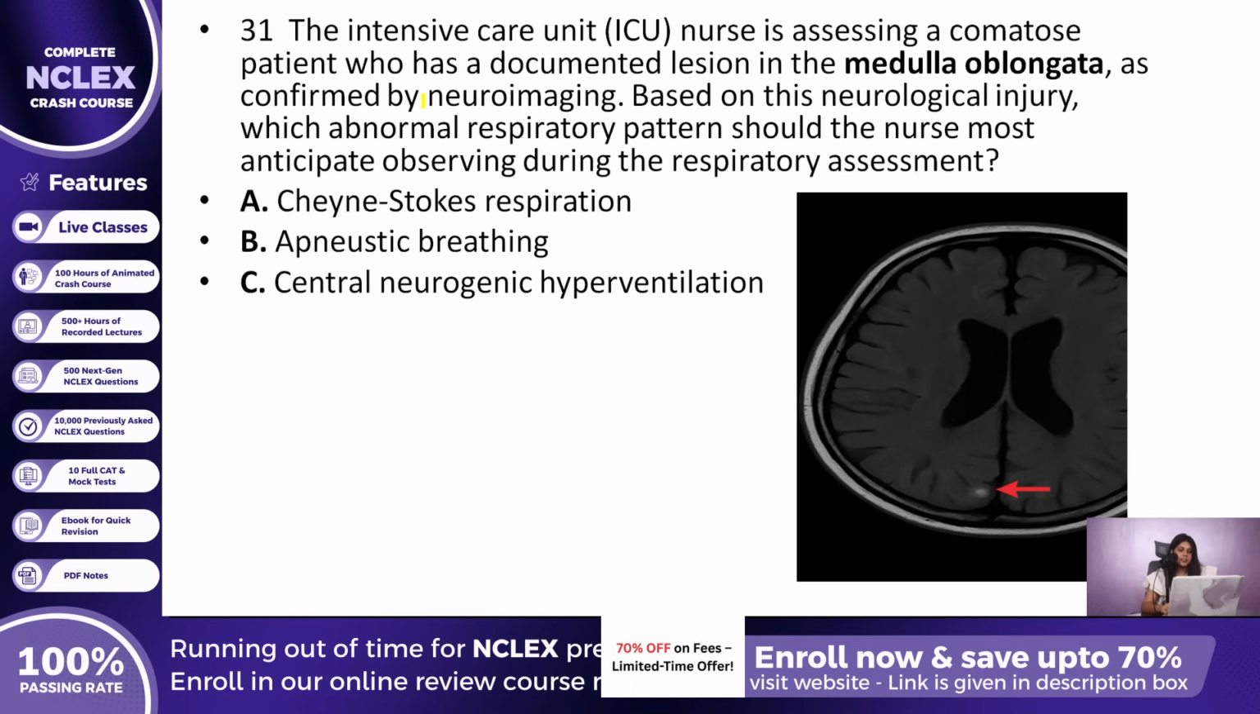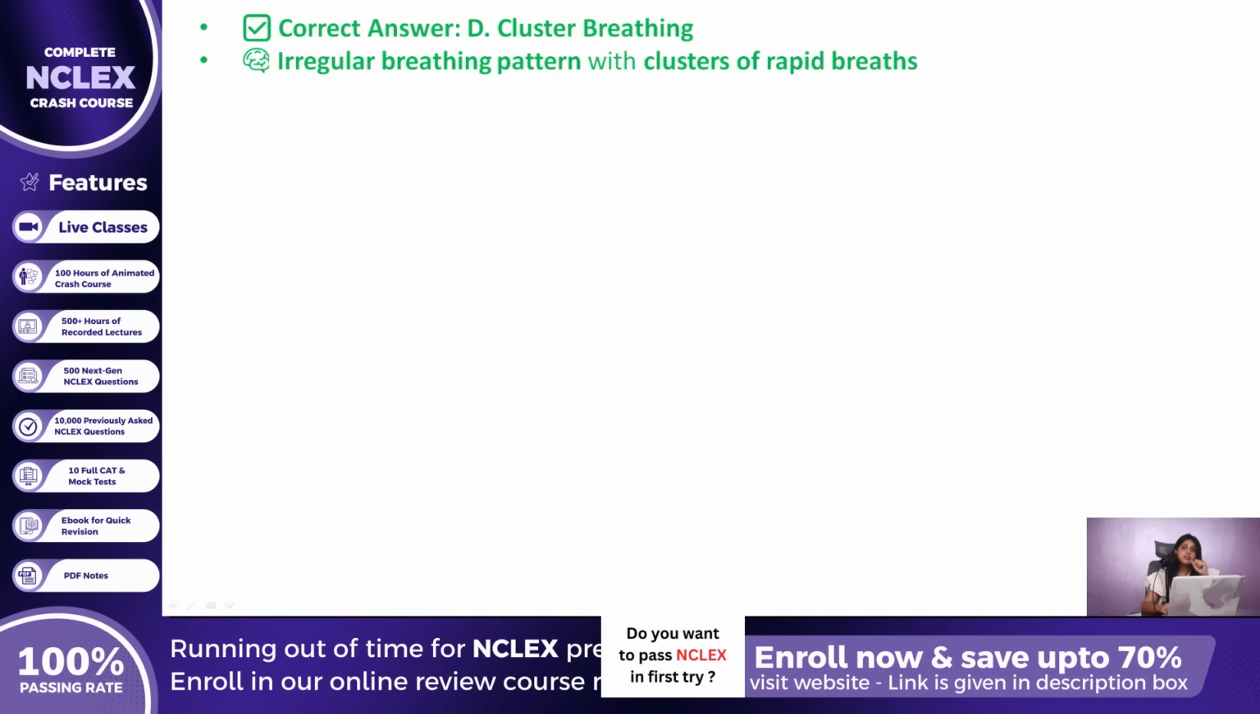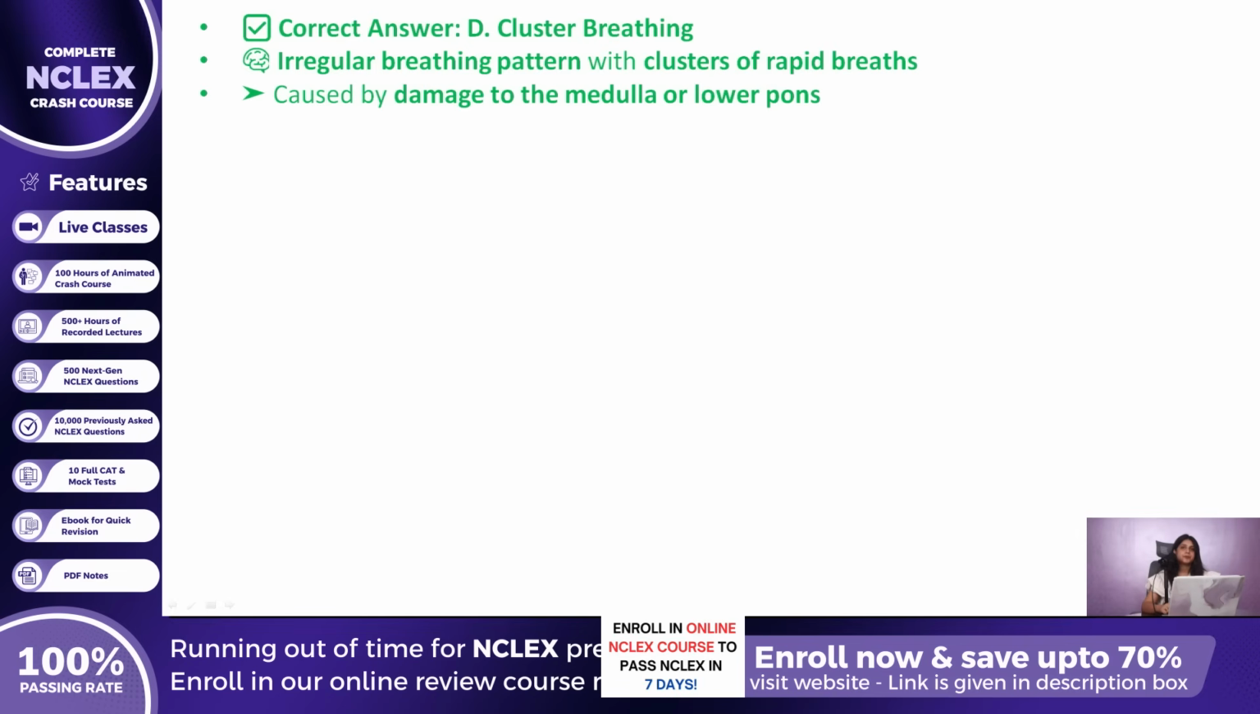Option B, apneustic breathing, defined by prolonged inspiratory phases with brief expirations. Option C, central neurogenic hyperventilation, characterized by sustained, rapid, deep respirations. Option D, cluster breathing, marked by groups of irregular respirations followed by apnea. The correct answer is Option D, cluster breathing, as it indicates damage to the medulla or lower pons, disrupting normal respiratory rhythm and signaling poor neurological function.